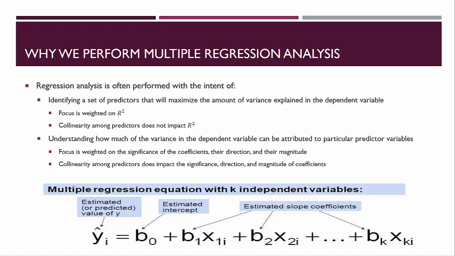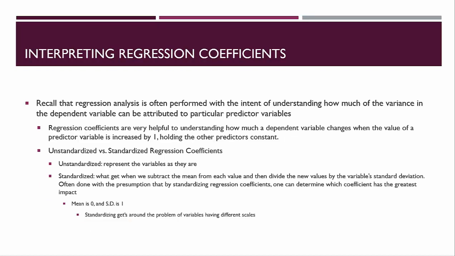Now, of course, in multiple regression, there's going to be a lot of different predictors in the model. That can introduce some challenges and some problems, as I'll talk about in a little bit. So the regression coefficients are often looked at as a means of understanding what variables have the greatest impacts on the dependent variable. A regression coefficient helps us understand what happens to the dependent variable when we increase the predictor variable by 1, holding the other predictors constant in the model.